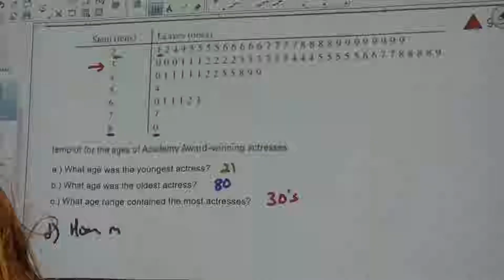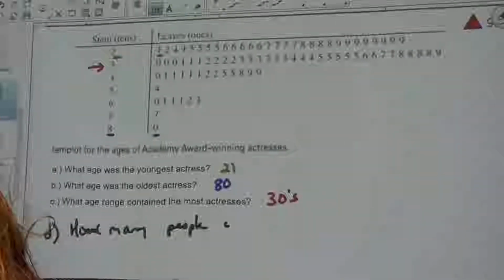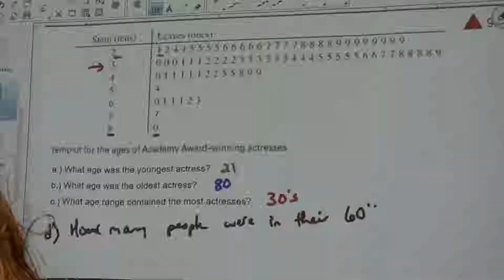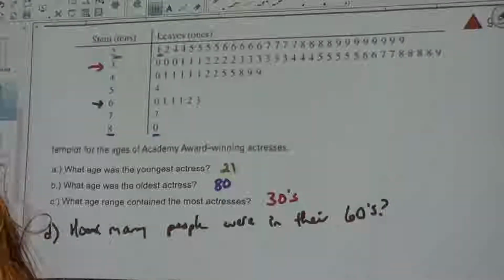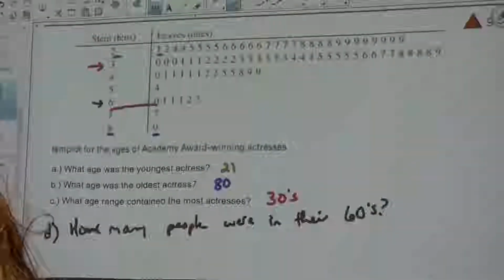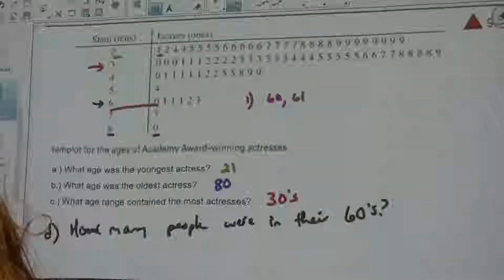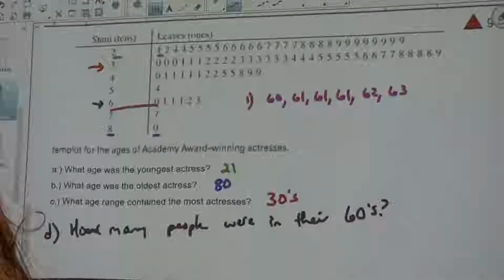How many people were in their 60s? We would go to the 60s, and this would be 60. I'm going to write them out just so you can see it. 60, 61, 61, 61, 62, and 63.